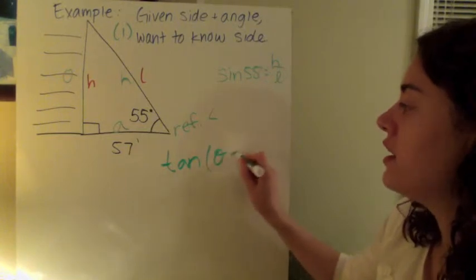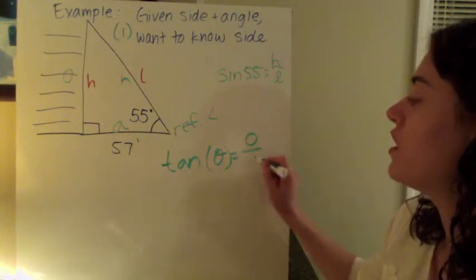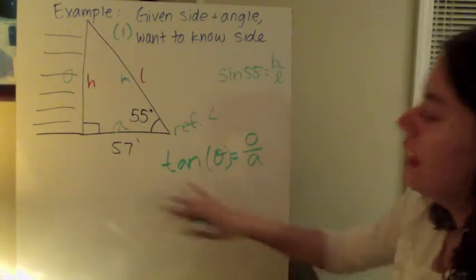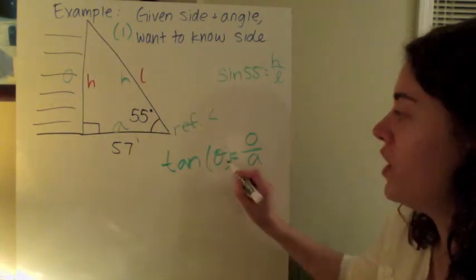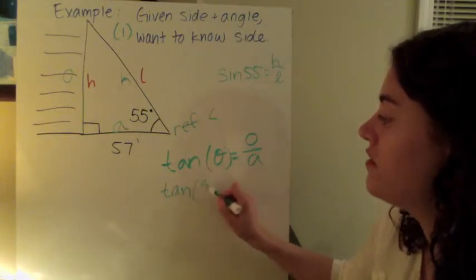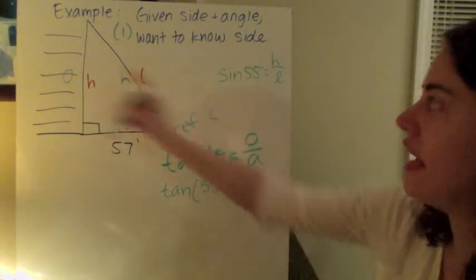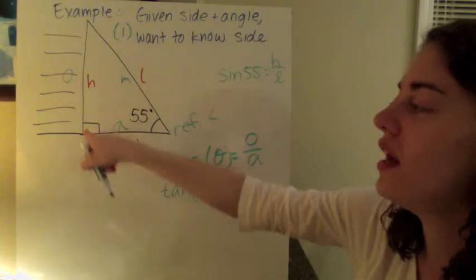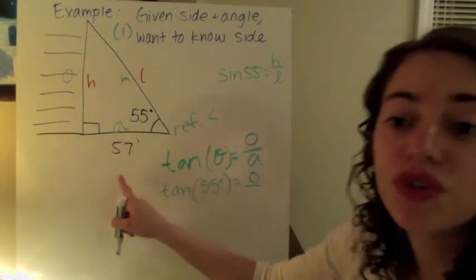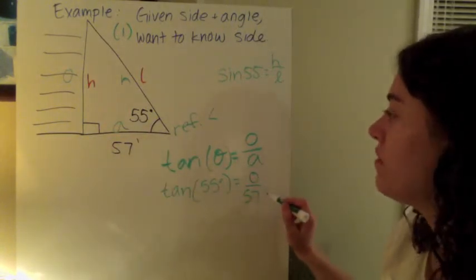of theta is equal to TOA, opposite over adjacent. I'm abbreviating opposite and adjacent as O and A. Now let's plug in some of our numbers. We know theta is 55 degrees. So tangent of 55 degrees is equal to opposite. In this case, that's labeled here as the height of the building, and that's still a variable, so I'll leave it as O. A, however, we do know the distance of this adjacent leg, and it is 57 feet.